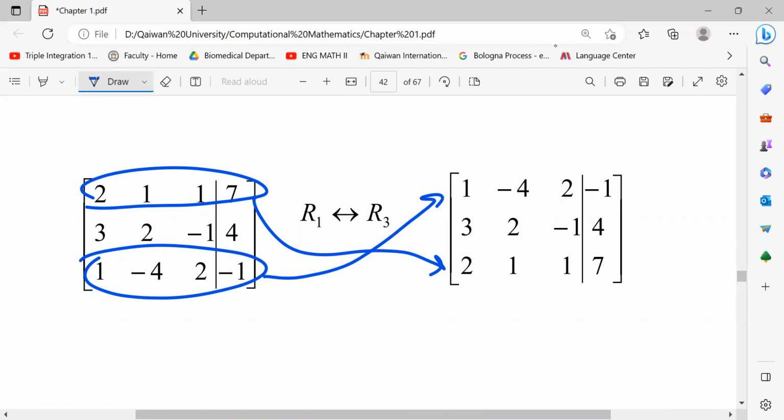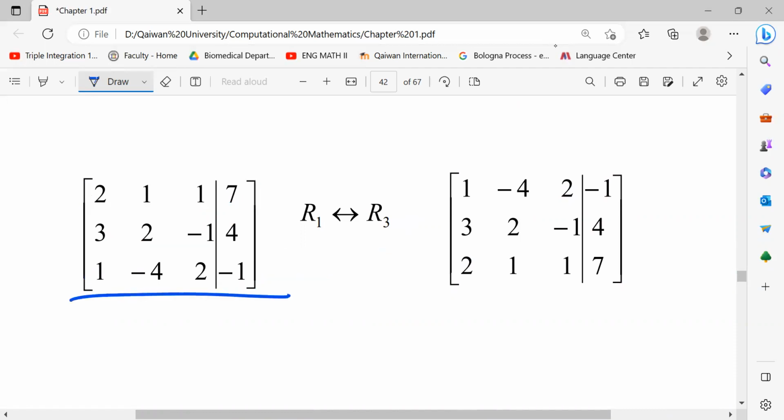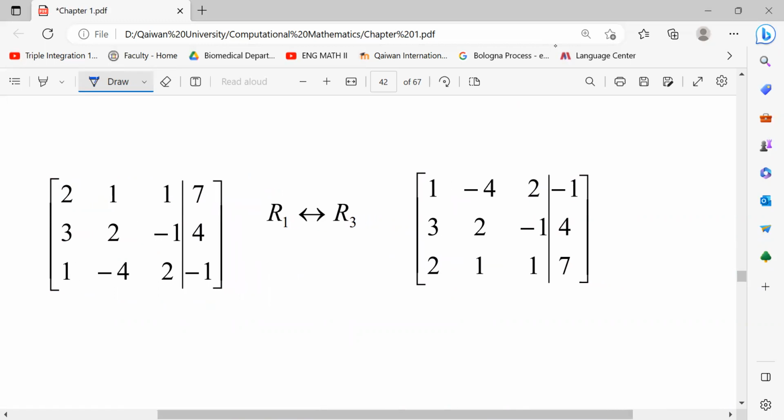Why do you do that? Because you want to convert this matrix to reduced row echelon form. To convert to reduced row echelon form, this must be 1. Either divide this by 2 or interchange these 2 rows to change this to 1. But it's easier to interchange those. By dividing the first row by 2, we get fractions, and dealing with fractions is not so easy.